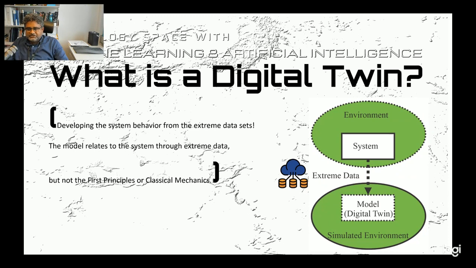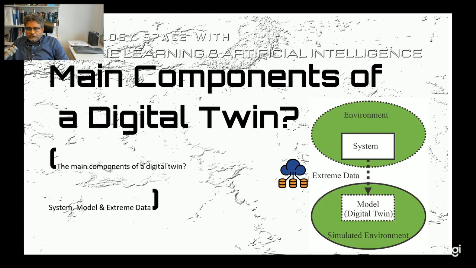So let's try to answer the main question of what is a digital twin. A digital twin is developing system behavior from an extreme data set. So these digital twin models are related to the system through the extreme data set, but not through first principle or classical mechanics based theories. That doesn't mean we are going to eliminate the existing domain knowledge, but rather we will incorporate this domain knowledge at a later stage into the digital twin. The main components of a digital twin can be classified as system, model, and extreme data.